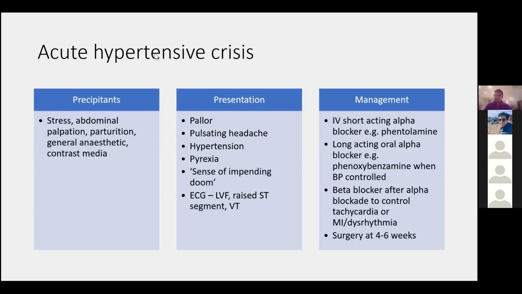So how do you manage them? You want to give them IV short-acting alpha blockade, and then switch over to a long-acting oral alpha blockade once their BP is controlled, and then you manage as you would for a normal pheochromocytoma.